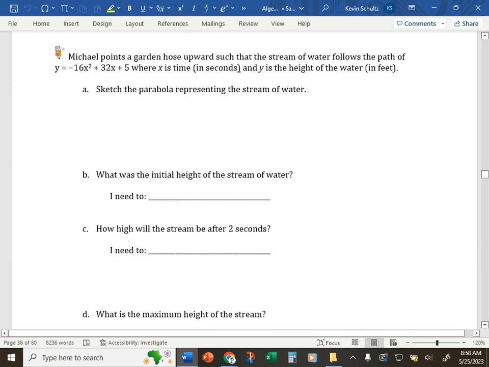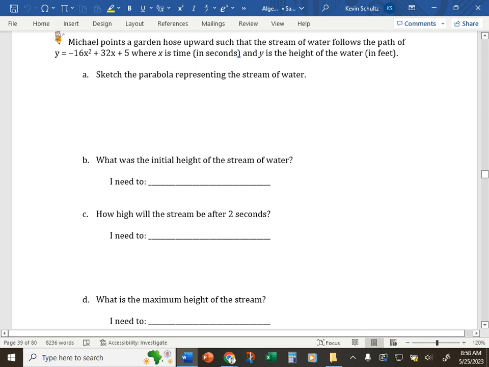Situation number 1. We got Michael here. Michael points a garden hose upward such that the stream of water follows the path of negative 16x squared plus 32x plus 5, where x is time and y is the height of the water in feet. Okay, so we're given the equation of this parabola, and from this we are expected to answer all of these various questions. Okay, the first one: sketch the parabola representing the stream of water.